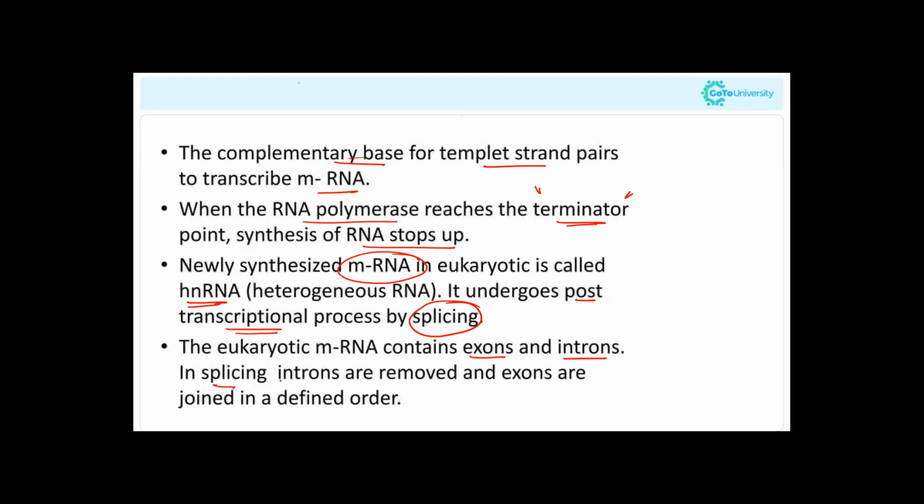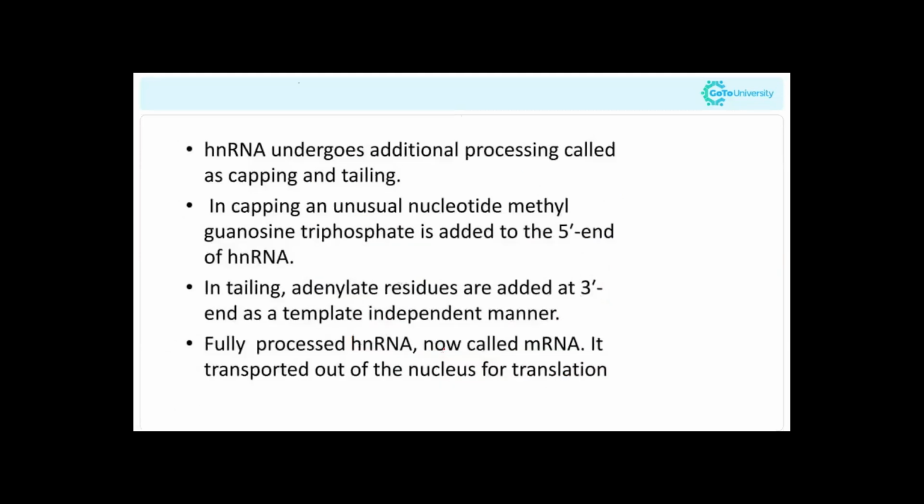In splicing, introns are removed and exons are joined in a defined order. So that is about splicing. Now, the next two processes happening are capping and tailing. So splicing happens, capping happens, and tailing happens. Capping is where methyl guanosine triphosphate is added to the 5' end of the hnRNA. Then tailing is the polyadenylate tail. The poly-A tail is added at the 3' end.